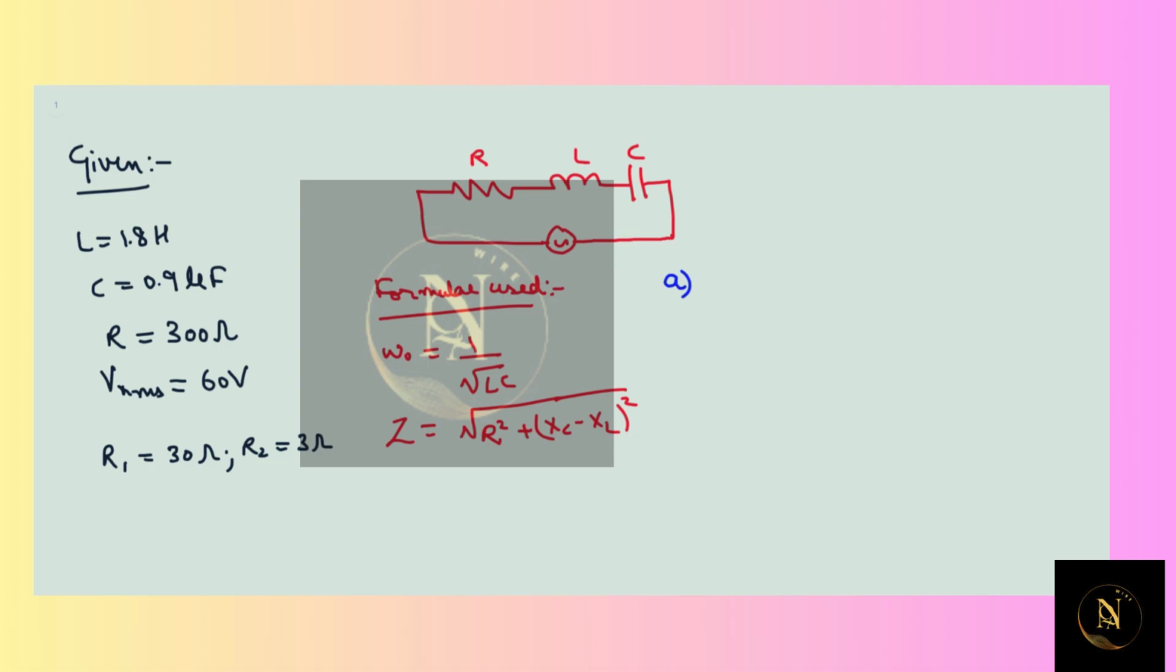We need to find the resonance frequency, which is equal to 1 over root of LC. So we have omega naught equals 1 over root LC. Putting the values of L and C, this comes out to be 786 radian per second.